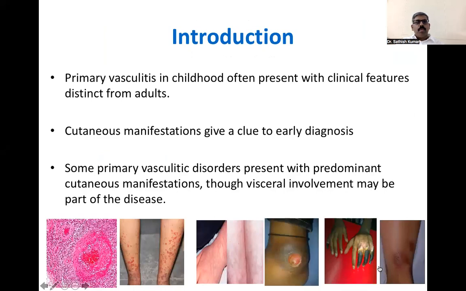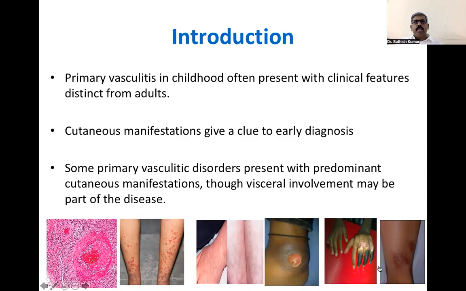As you all know, primary vasculitis in children often presents with various clinical manifestations which are slightly different from the adult with vasculitis, especially Kawasaki disease, Henoch-Schönlein purpura or IgA vasculitis, which are not seen in adults, or even if they are seen, they are very rare and their outcome and prognosis are different. So the cutaneous manifestations give an early clue to the diagnosis in children with primary vasculitis. So it's all about pattern recognition.